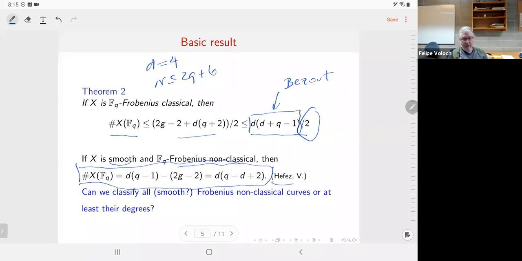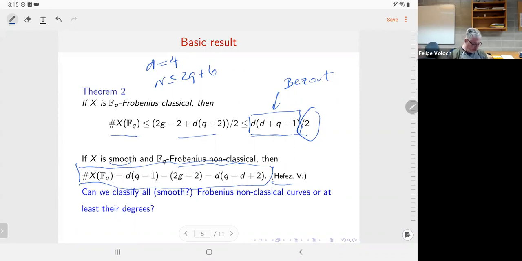You can also do it when the curves have what we called in the paper controlled singularity, so very few singularities. So maybe not. Maybe it's just for smooth. Okay. I wrote smooth here, so I'll stick to smooth. So in the smooth case, you get an equality for the number of rational points. And notice that this is like d times q, whereas the bound here in the Frobenius classical case is d times q over 2, roughly. So Frobenius non-classical curves have many more points than Frobenius classical curves.